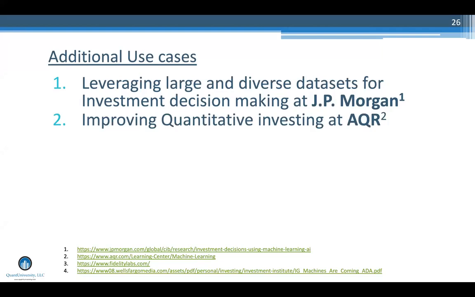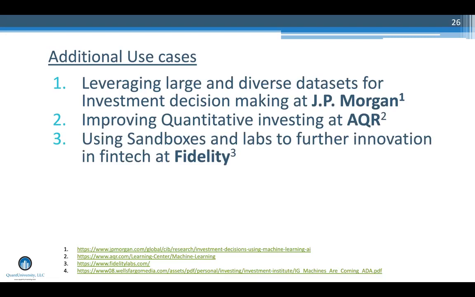On the other hand, companies like AQR are significantly leveraging machine learning for quantitative investing, and I posted a link on some of the interesting things they're doing there. And I'm based out of Boston, and companies like Fidelity here are establishing these centers of innovation, or sandboxes and labs as you call them, to bring out these innovations and try them out in a lab setting, figure out whether these fintech business models really have value, figure out whether some of these machine learning and AI technologies are actually going to be usable for some of the use cases they have, and then incorporate them in their investment practices.